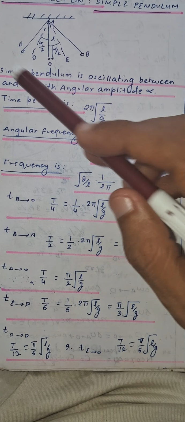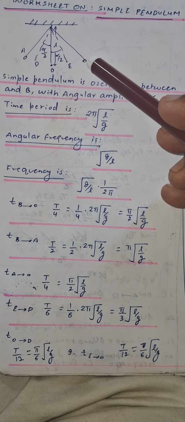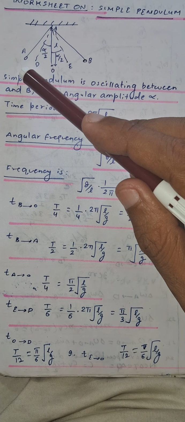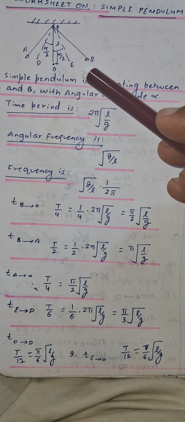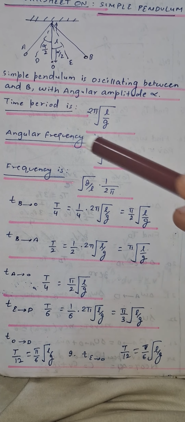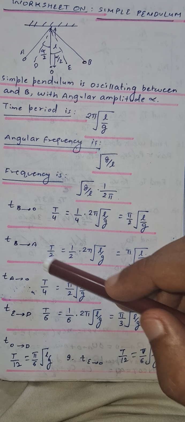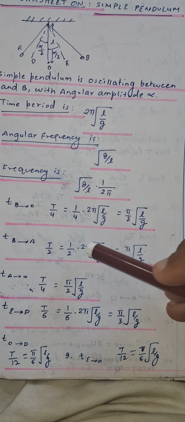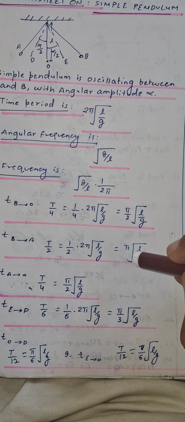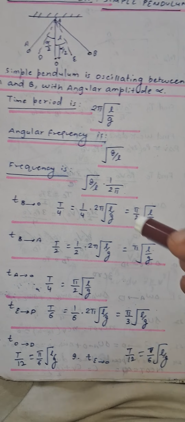Then is time taken from B to A. So it is the time taken to move from right extreme to the left extreme, and we know that phase changes by 180 degrees, so the time will be T by 2 over here. So it will be T by 2 or half of 2 pi root L by G, which will give us pi root L by G.